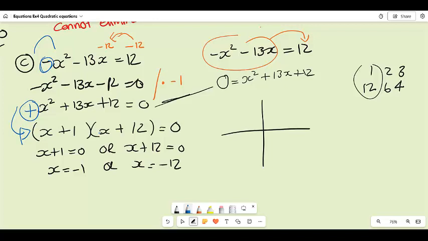Okay, so we are going to draw a smiley face graph, and we are going to cut our intercepts in x is negative 1, x is negative 12, which, okay, let's extend this line here. We can make negative 12 there and negative 1 here, and our y-intercept is y is positive 12. So it is a smiley face graph. Okay, positive 12. Does that make sense?